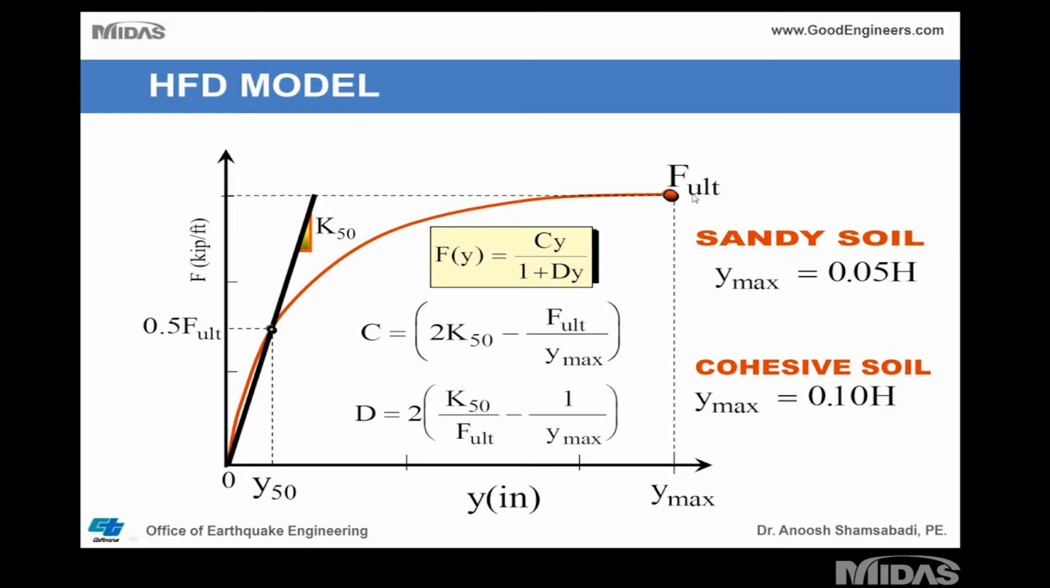Now this F ultimate calculation is very simple. Either a geotechnical engineer will give it to you, or you can use the classical earth pressure theories to calculate the passive pressure. And that's how you develop the nonlinear springs for the abutment in the longitudinal direction.